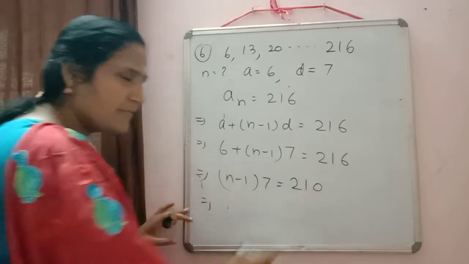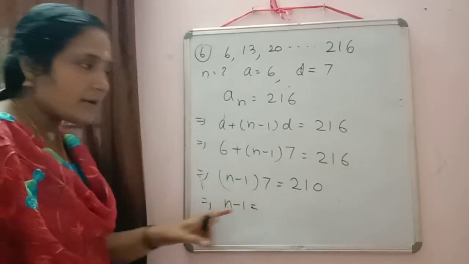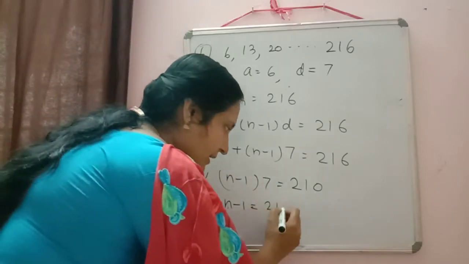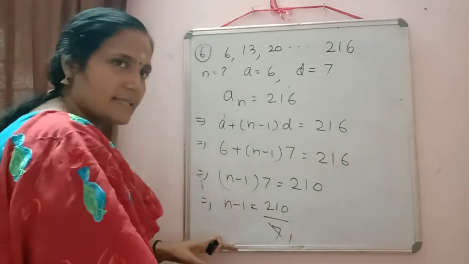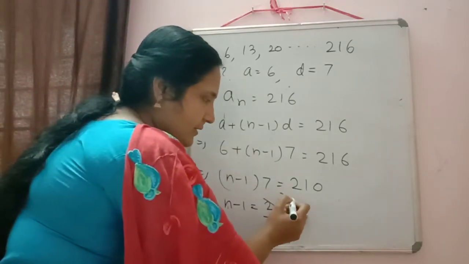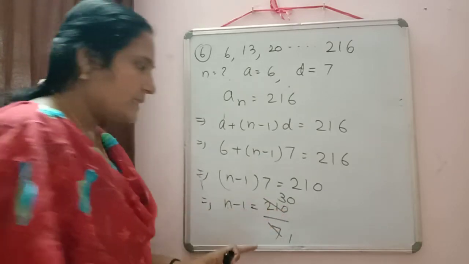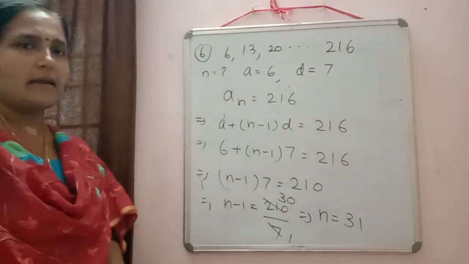Now 7 I am shifting to the right hand side. So n minus 1 is equal to what will come? 210 divided by 7. So we can cancel it by 7. 7 ones are 7, 7 threes are 21, 0. So n minus 1 is equal to 30. Then what we will get? N is equal to 31.